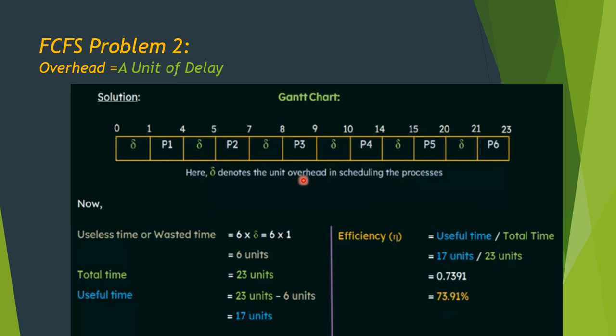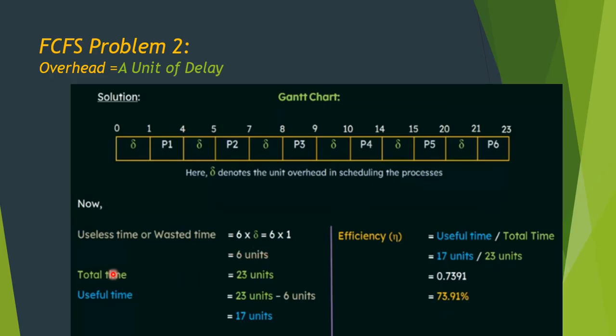So to calculate the efficiency, we shall need to find out the wasted time, or what we call the useless time. In this case, we have 6 processes, and all of them have a unit of 1 second which is wasted before they're given the CPU. So we have 6 times that unit of wasted time, which will give us 6 units. We can just say 1 plus 1 plus 1 plus 1, 6 times, which gives you 6 units of time which is wasted.